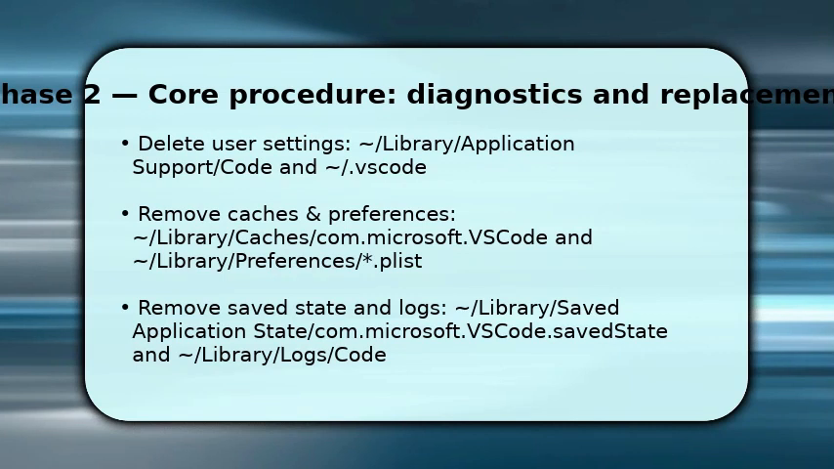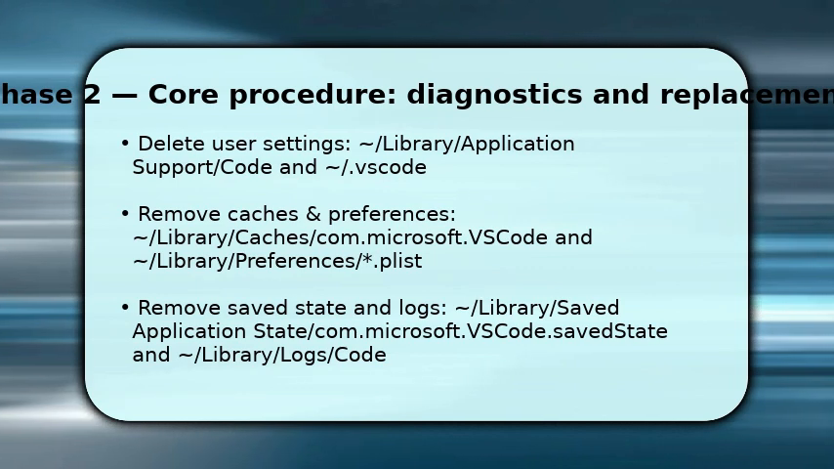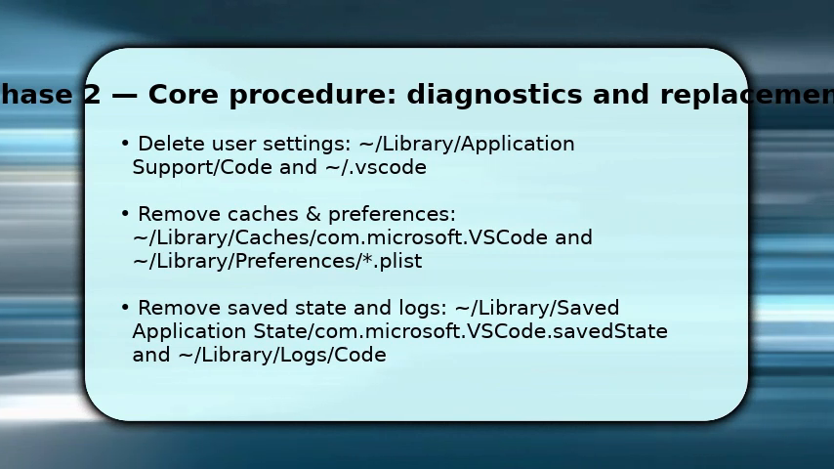Then delete caches and preferences with rm -rf ~/Library/Caches/com.microsoft.VSCode and rm -f ~/Library/Preferences/com.microsoft.VSCode.plist because leftover prefs can recreate settings.